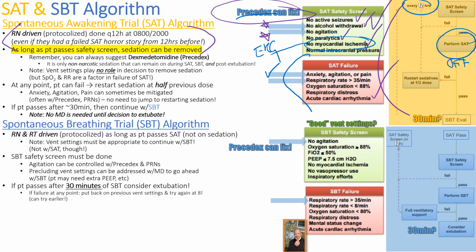Oftentimes they go, oh, they're failing the SAT, and they'll just say, okay, let's take off the propofol and do Precedex instead, right? And a rescue rate greater than 35, Precedex can help that, but if they're really breathing super fast and you are on Precedex, then it's probably time to restart sedation, right? And then O2 stats start dropping, so less than 88%. So their stats start dropping, that's someone that's failing the SAT.